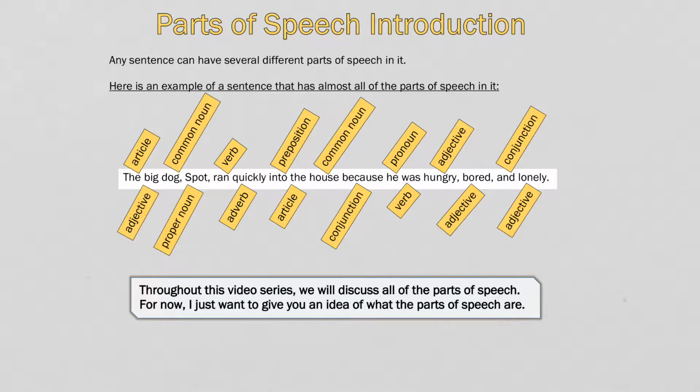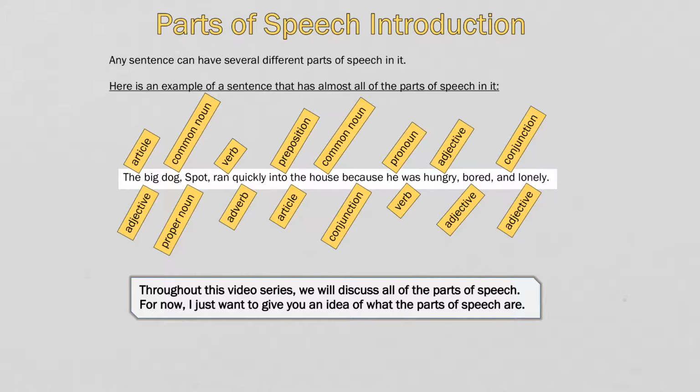The easiest way that I can think of to do this is to give you a sentence that has most of the parts of speech in it. The only part of speech that I haven't included here is something called an interjection. Don't worry, I will talk about that later in this video series. But for now, let's just look at this long sentence and I will tell you what part of speech each of the words in the sentence is.